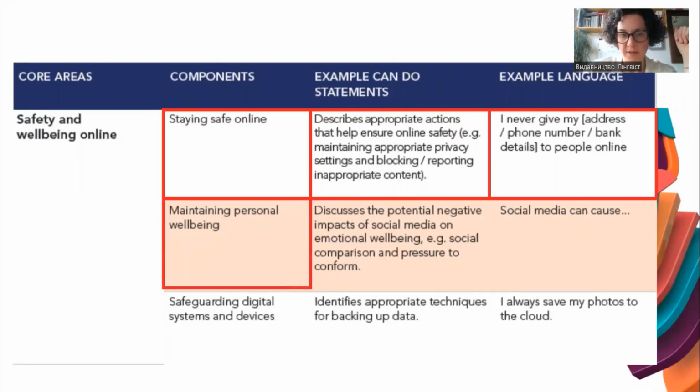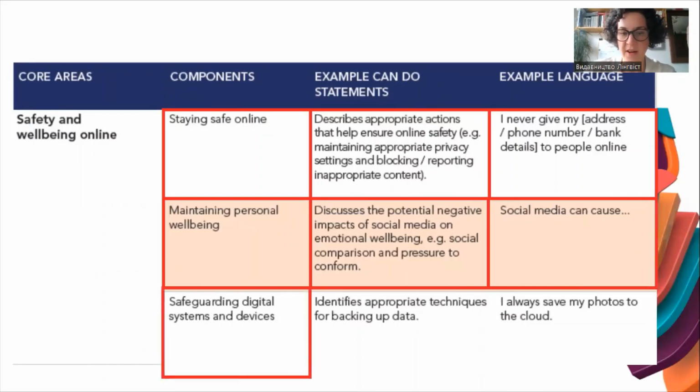And the other 2 components. Maintaining personal well-being means that a teenager discusses the potential negative impacts of social media on emotional well-being, for example, social comparison and pressure to conform. Example language, social media can cause, and so on. Safeguarding digital systems and devices means that a student identifies appropriate techniques for backing up data. I always save my photos to the cloud, for example, is the language in this particular component.